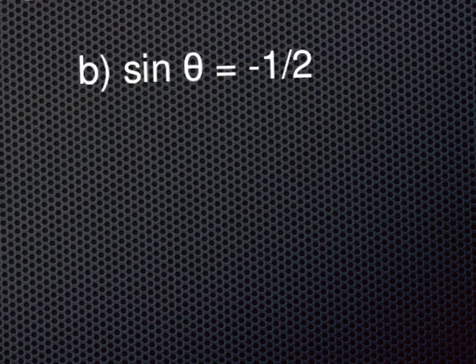For part B, sine of theta equals negative a half. Well, it's only going to be negative in quadrants 3 and 4, and again, it has to be in terms of pi over 6. So what's our answer for theta here? 7 pi over 6 and 11 pi over 6.